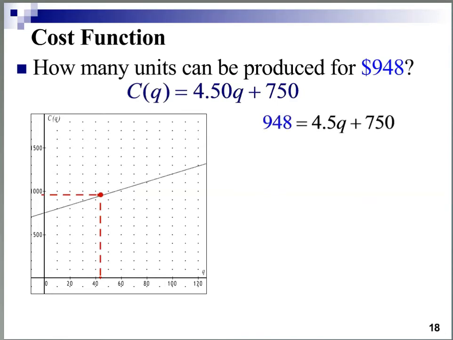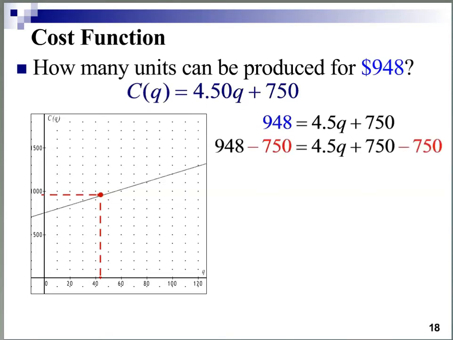So in this case, we're going to set up the equation as appropriate. The $948 is a cost. It's not a Q, so we're not going to substitute it in for Q. Instead, we're solving for Q. And so here, we're solving a linear equation. And when you have a linear equation, your goal is to isolate all of the terms that have the variable Q on one side, either the left or the right, and all of the other terms that are constant on the opposite side.